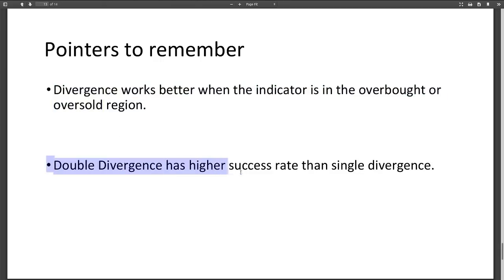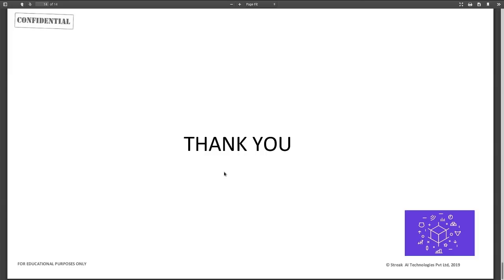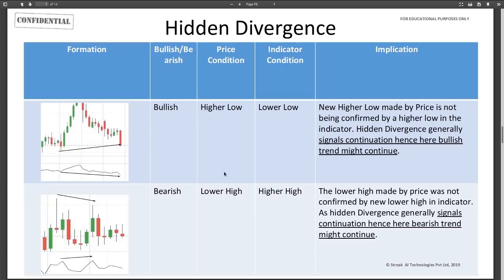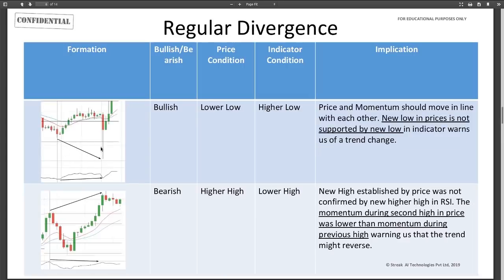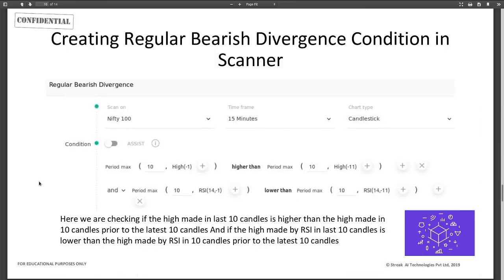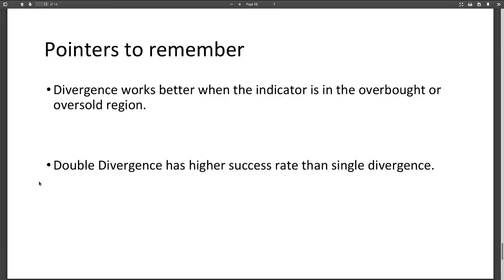And double divergence has higher success than single divergence. Now what does double divergence mean? Let me showcase here. This is a single divergence because it has happened only once. Now if there was one more low like this here, and I can find the indicator showcasing the same trend, if I extend this line with the same slope, then it has much higher chances of succeeding compared to a single divergence. So that is about RSI divergence.